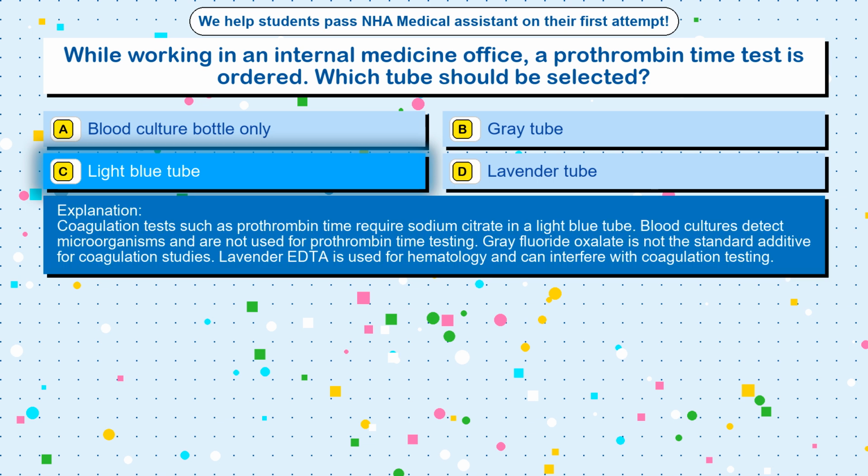Coagulation tests such as prothrombin time require sodium citrate in a light blue tube. Blood cultures detect microorganisms and are not used for prothrombin time testing. Gray sodium fluoride oxalate is not the standard additive for coagulation studies. Lavender EDTA is used for hematology and can interfere with coagulation testing.